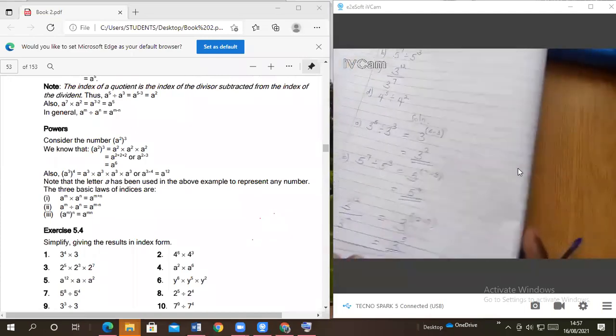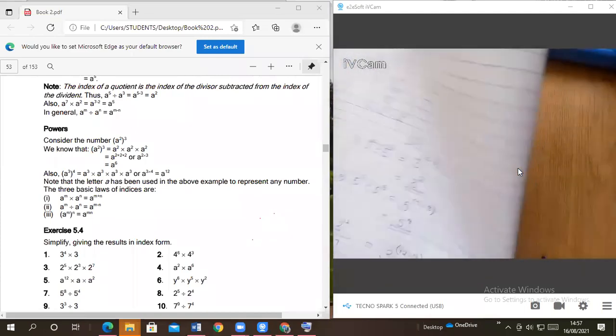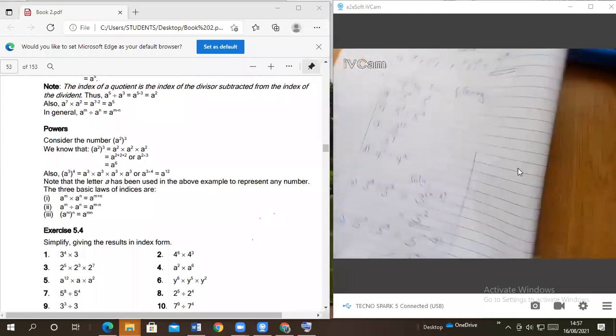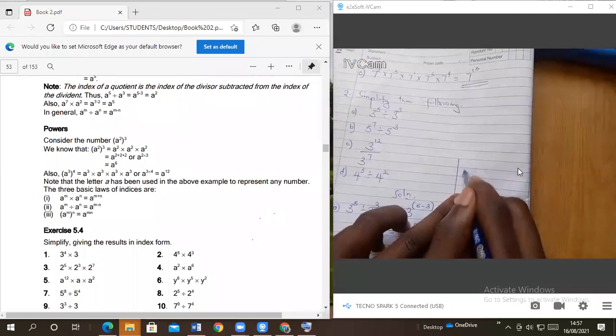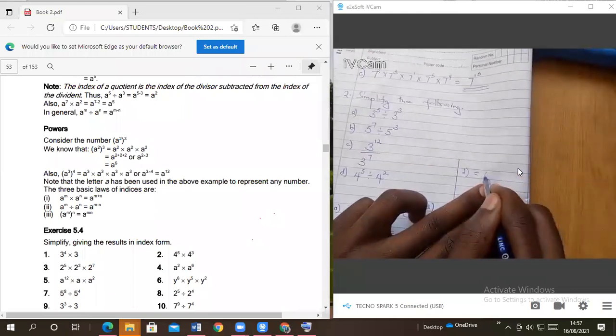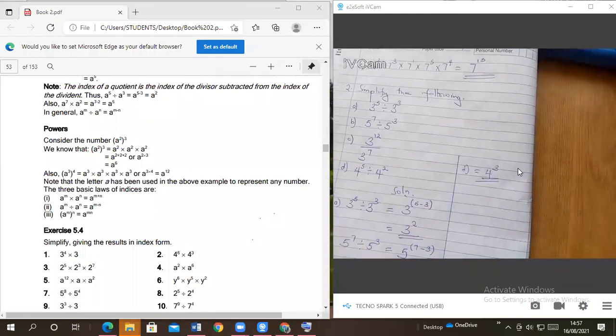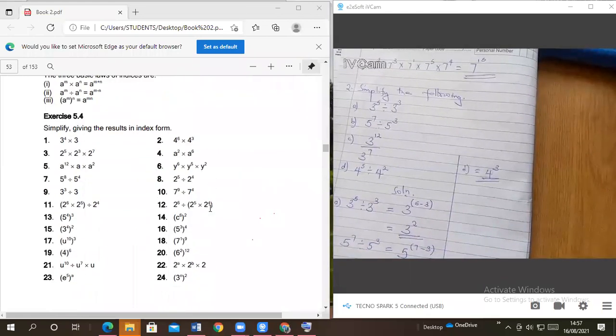What is the answer for D? Give me the answer for D. 4 to the power 3. All right.